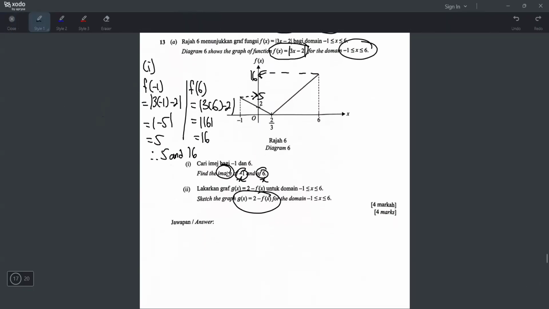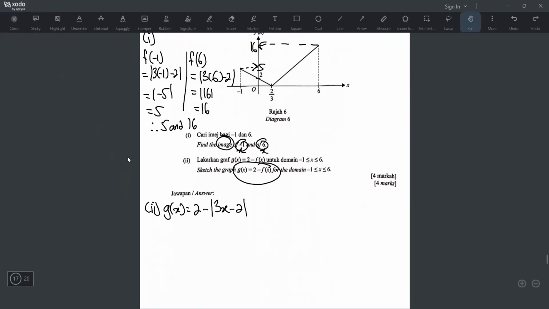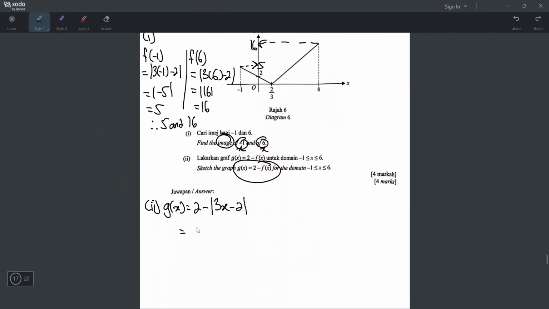It will be 2 minus f(x). Okay, so let's do it here. So this will be g(x) equals 2 minus f(x). But the f(x) is modulus 3x minus 2. So let's write it: modulus 3x minus 2. Okay, let me tell you how it will look like first.